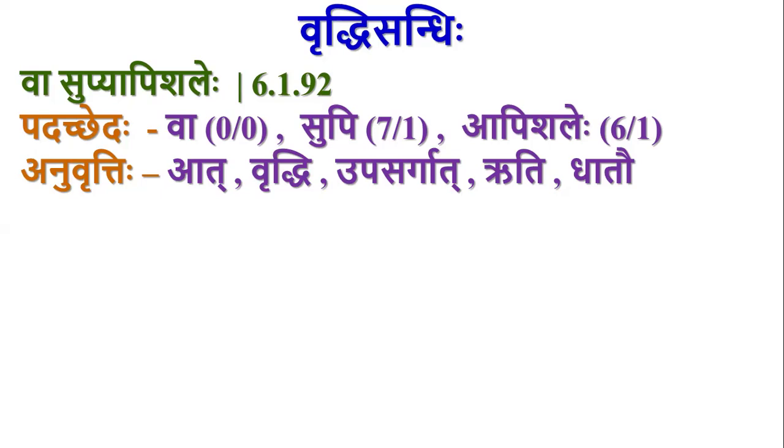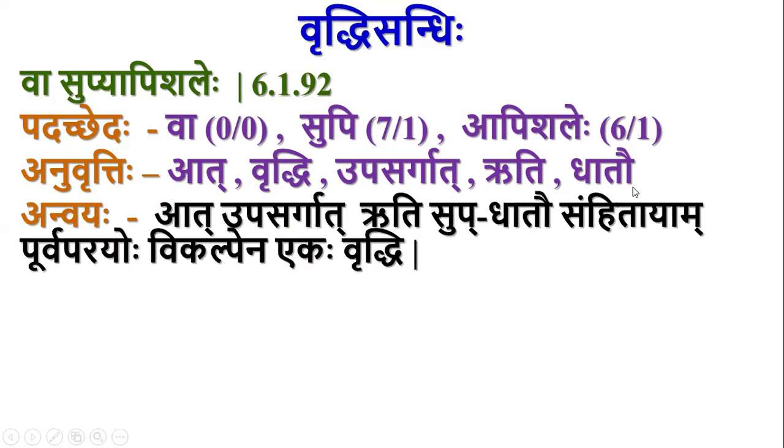So आत् उपसर्गात् रुति धातौ वृद्धिः was the anvaya of the previous sutra. That statement plus va supi. It is to be applied optionally when that dhatu, this supi is in saptami, so this qualifies ruti dhatau. So if it is a supi ruti dhatau, it means आत् उपसर्गात् रुति सुप् धातौ संहितायां पूर्वपरयोः विकल्पेन एकः वृद्धिः.